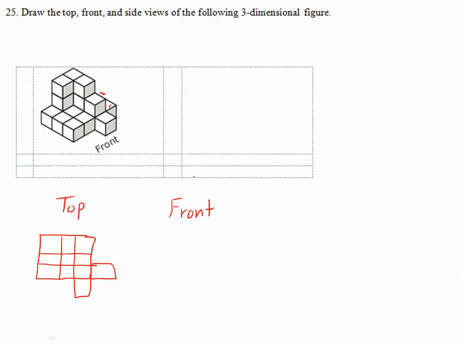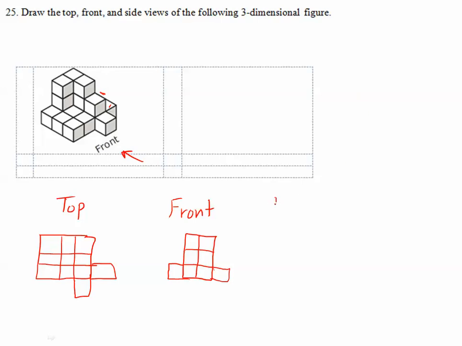My front view is what it would look like if I was looking at it from this front area. And that one would have a tower in the middle, 3 tall and 2 wide, represented by this 3 and this 3. And then it would extend 1 out on each side. So that is what my front view would look like.